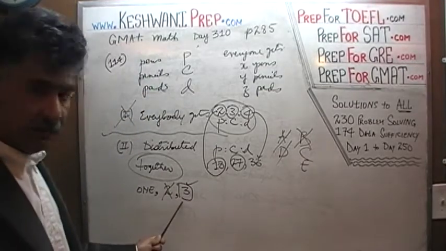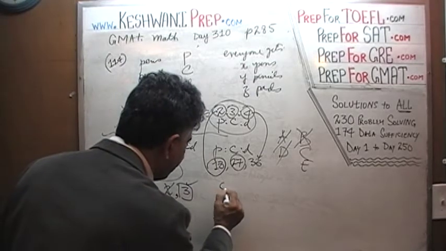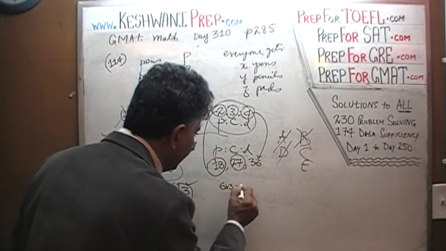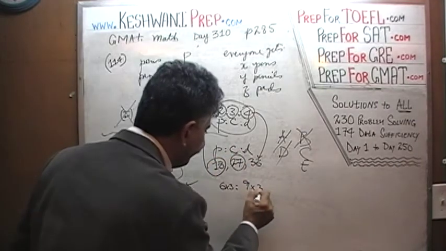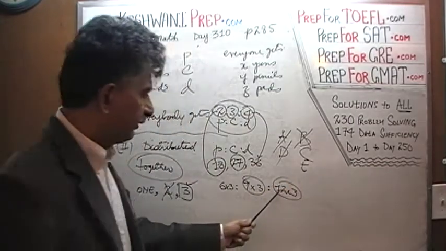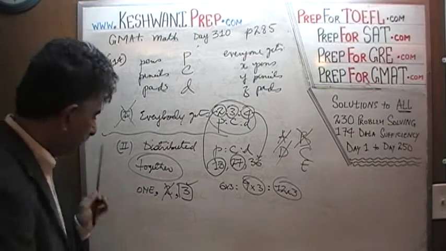And if there are 3 people, and we distributed 18 pens, each one of them must have gotten 6 pens. 6 times 3 is 18. Each person must have gotten 9 pencils, and each person must have gotten 12 pads. It is possible to have 3 people.